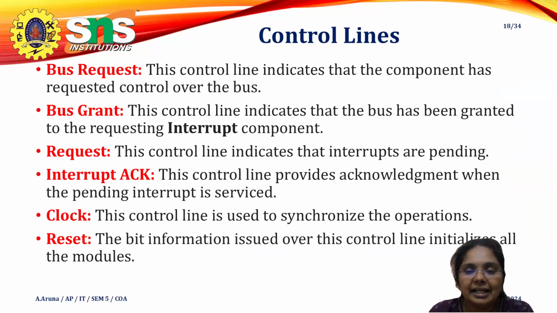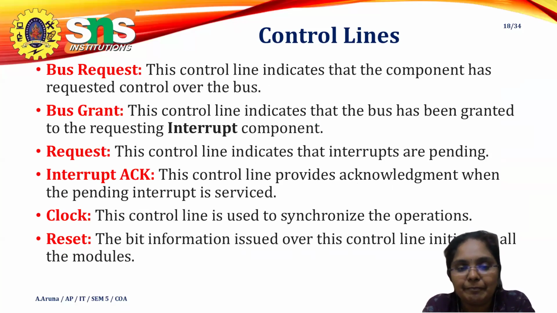The next thing is bus request and bus grant. To avoid interruption between the components, we use bus request and bus grant. First the component requests control over the bus; once it is granted, no other component can interrupt it on the bus. The next thing is interrupt request, which indicates interrupts or any pending requests. Interrupt acknowledgement is sent if you receive an interrupt, to whom I am going to service. Then the clock signal is used for synchronizing the operation. And we also have a reset; if you want to reset anything, you can use the reset command.